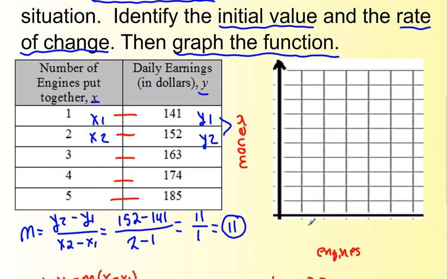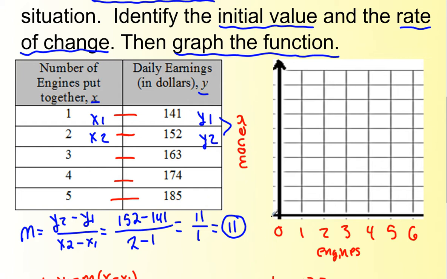There we go. So let's see here. Well, our x only goes from 1 to 5. So 0, 1, 2, 3, 4, 5, and x went for good luck. And our daily earnings, well, it starts at 141 and goes to 185.